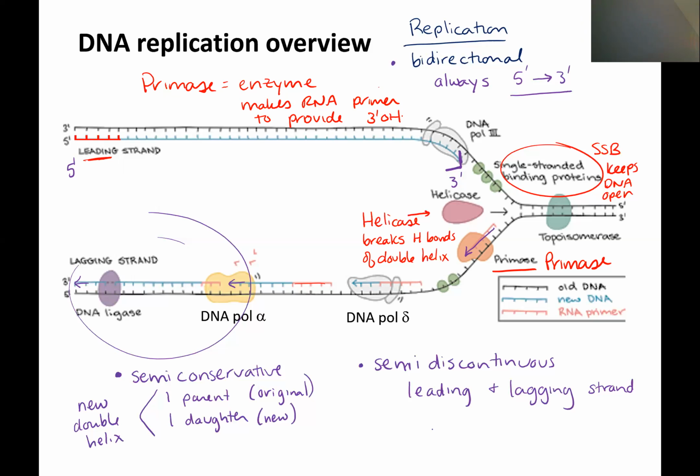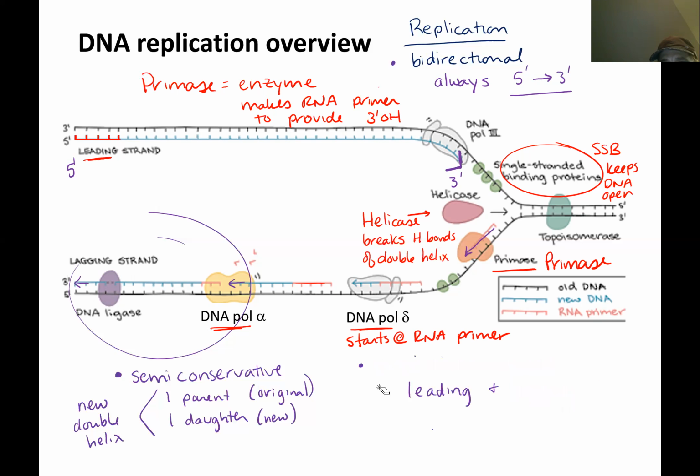All right, so DNA polymerases. We have two, DNA Pol delta, DNA Pol alpha. DNA Pol delta starts at the RNA primer. And is the main replication protein or enzyme. Right, so this is DNA Pol delta over here too. That's the main replication.